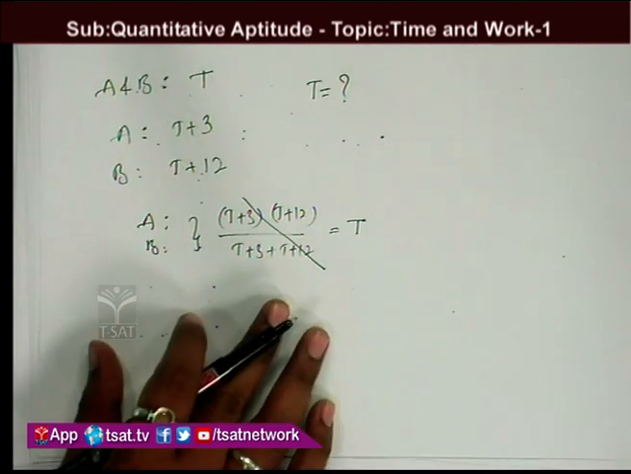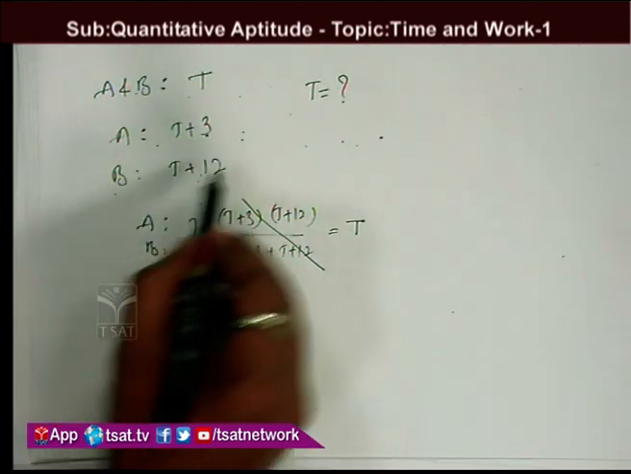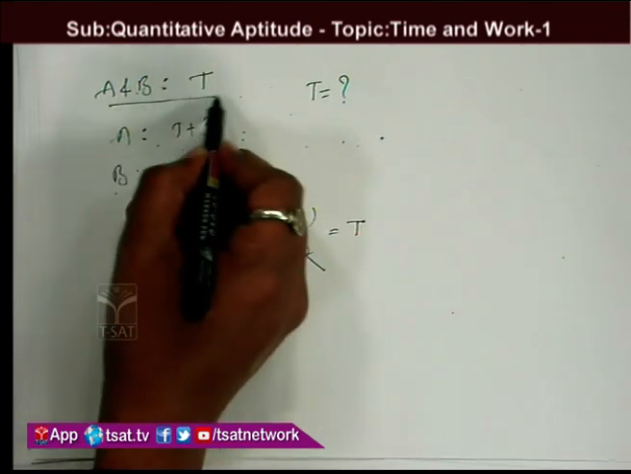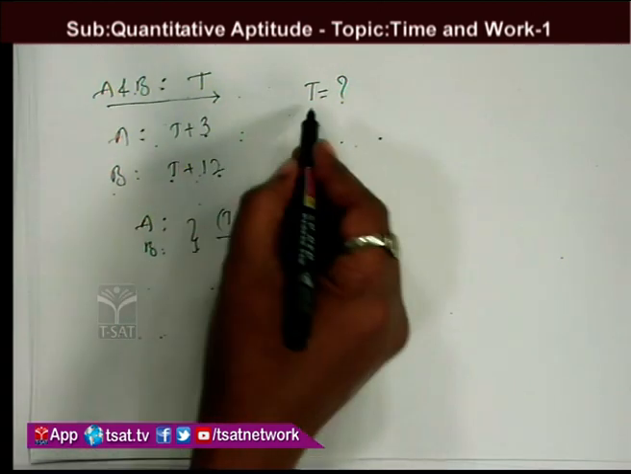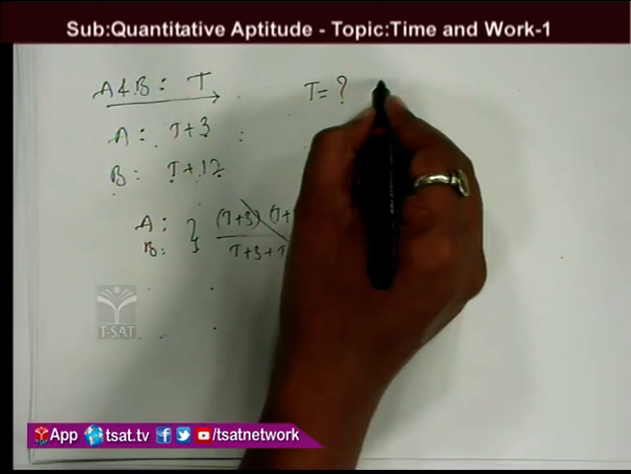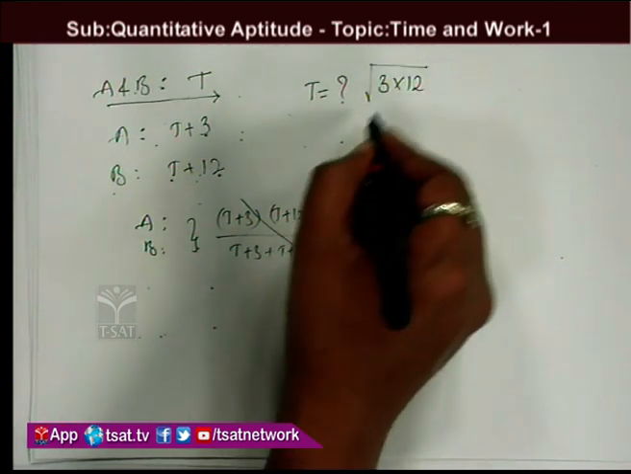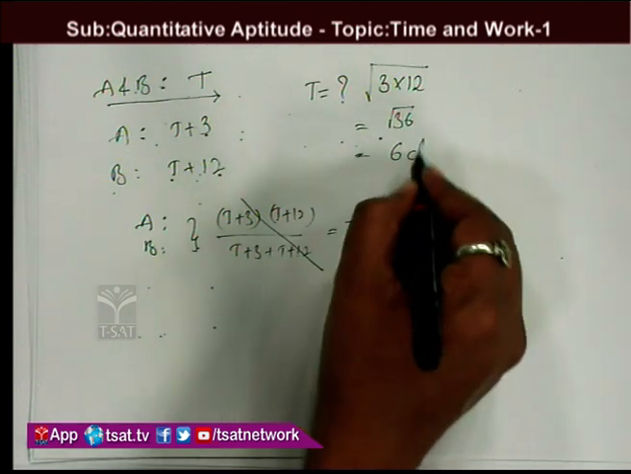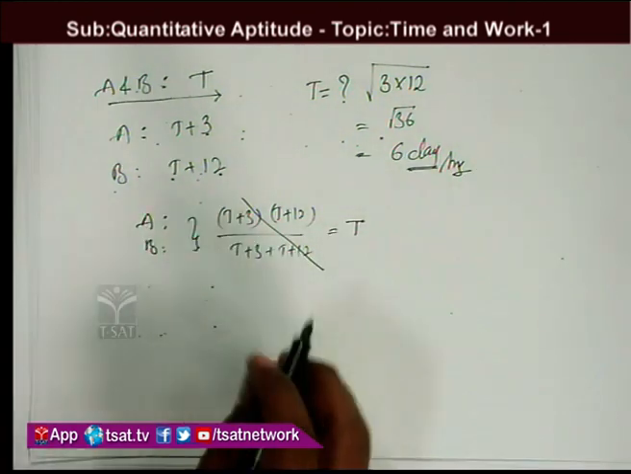Simply remember that A takes T plus 3 days and B takes T plus 12 days, where the T value is A and B working together. So, what is the T value? The T value is simply the square root of 3 into 12, that is root of 36, so T is 6 days. Simple answer. Is it clear?